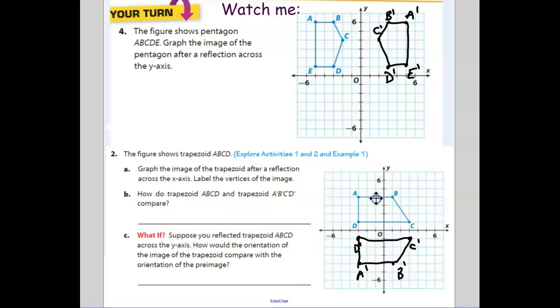How does trapezoid ABCD compare to ABCD prime? Well, they are the same size. They are the same shape. Are they facing the same way anymore? No, they are not. So my orientation has changed.